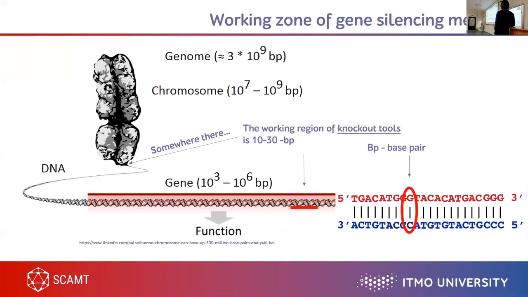And if we talk about the chromosome, we cannot even see it. The chromosome is very big. Its size is 10^7 to 10^9 base pairs. It contains a very high concentration of DNA. So if we conduct a knockout, it will appear somewhere that we cannot see with our eyes.